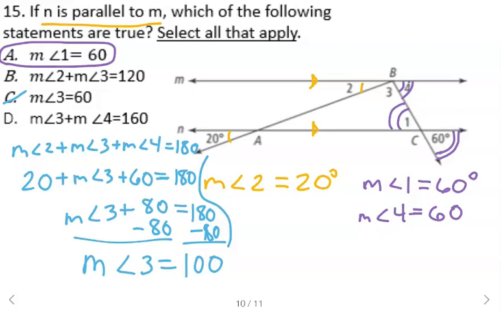Now the sum of 2 and 3, well 2 is 20 and 3 is 100, so add those together and we see that 120 is correct. And then let's look at 3 and 4. 4 is 60, 3 is 100, so if we add those together we do get 160. So all of these are correct except for choice C. So A, B, and D should all be circled. Notice that it says select all that apply. That means you can have more than one answer included in your answer. More than one of these is correct.